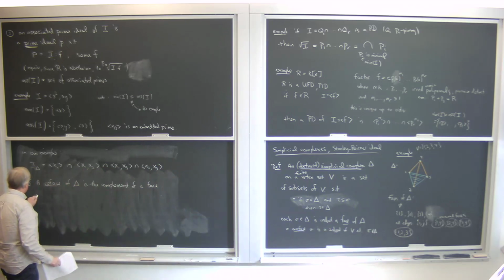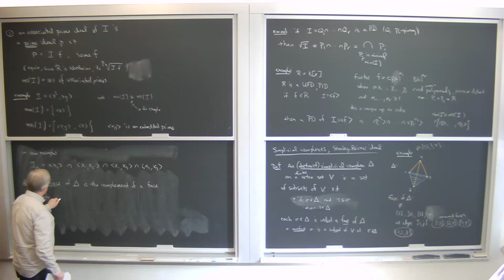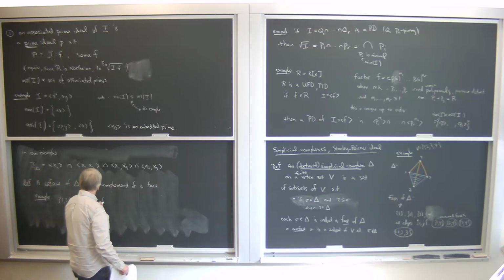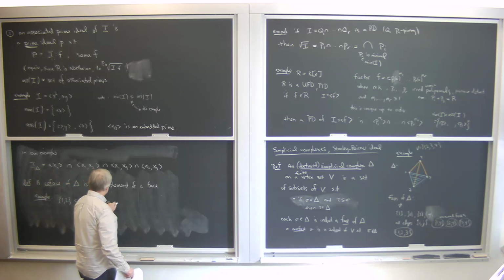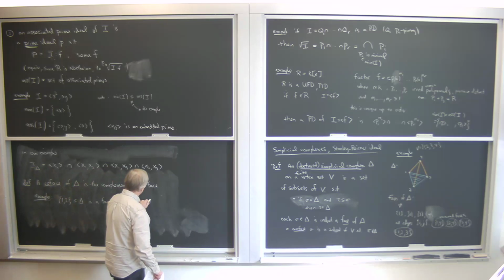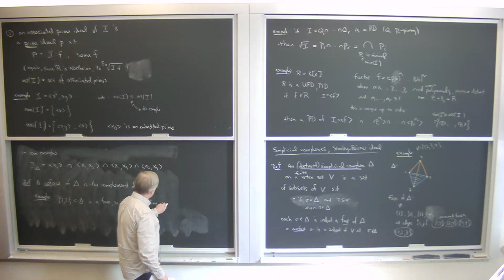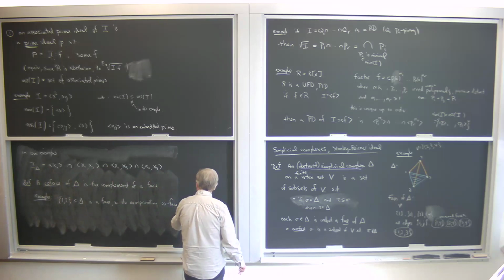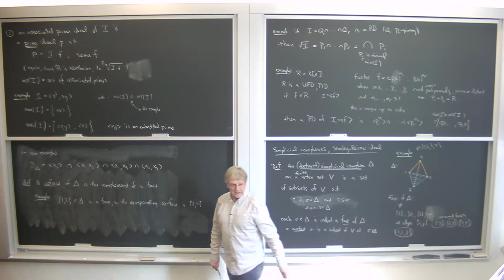So for instance, in our running example here, if I take the set 1, 2, this is contained in delta, so it is a face. So the corresponding coface is 3, 4. It's just the complement in V of that set.